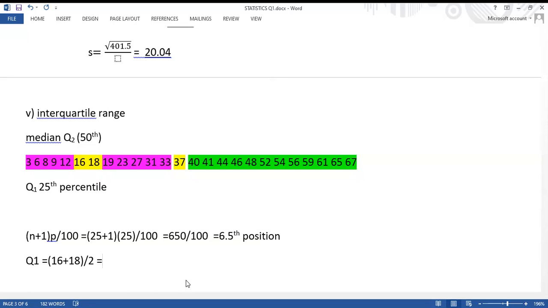34 divided by 2, you get 17. So our Q1 is 17.